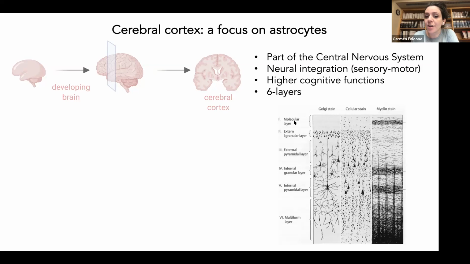Usually the layers in the cerebral cortex are numbered from the most marginal layer, which is the molecular layer, layer 1, and up to the bottom. So the deep layers go up until layer 6.